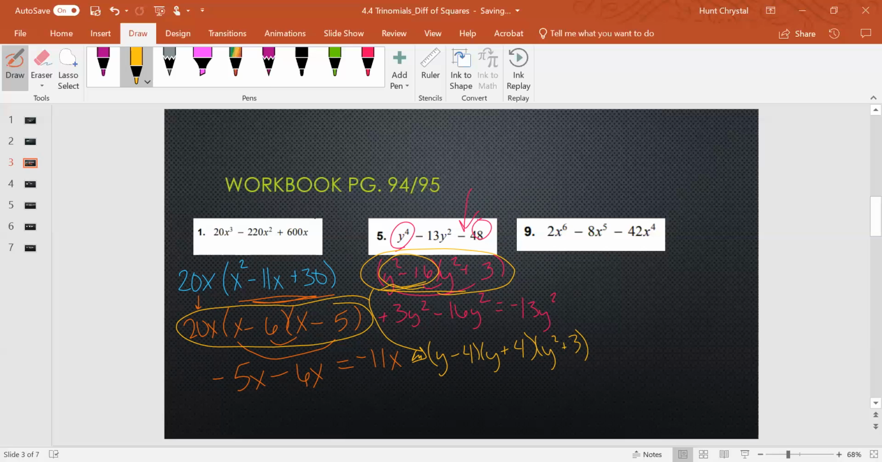So just go ahead and be aware in this section, you're not going to have to factor only once. There's going to be at least 2, sometimes 3 factoring methods inside of a problem. Okay, let's move on to number 9.